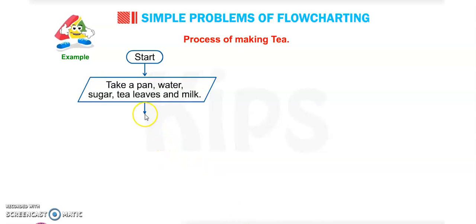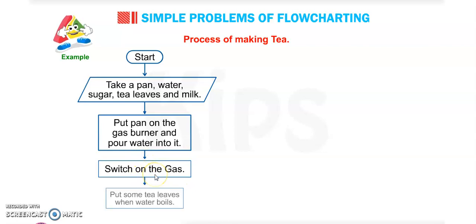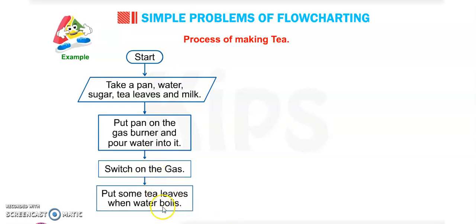Now next, these are the flow lines. We can connect all the boxes with flow lines. After that, put the pan on the gas burner and pour water into it. This is the processing of making tea, so we can write this message in the processing box. Then again a flow line. Then switch on the gas. This is also processing. Put some tea leaves and let the water boil. This is also processing. So these three points we will write in the processing box.